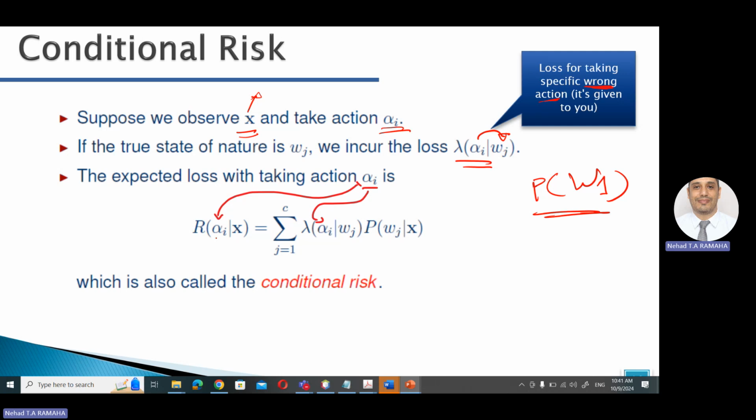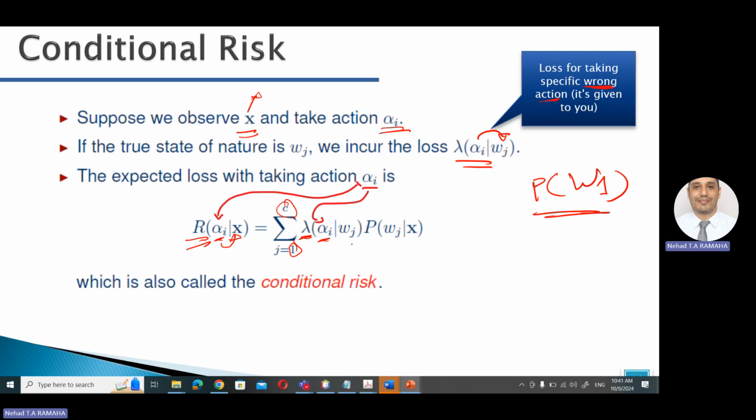Okay, so to calculate the risk here, or the cost, or the conditional risk of taking a specific action for these features, it's a summation from 1 to C. What's C? The number of classes. For the loss, lambda means the loss here.